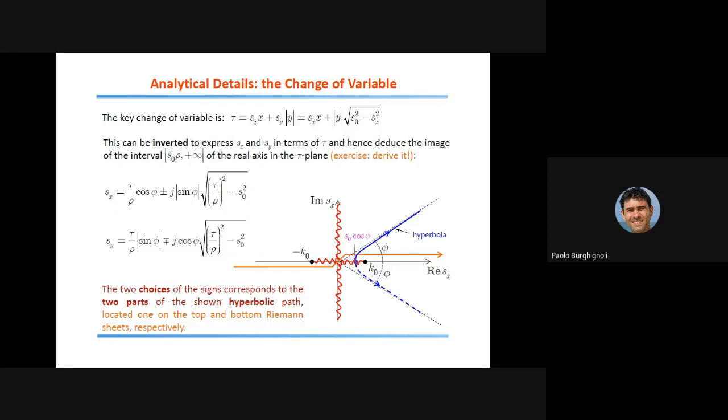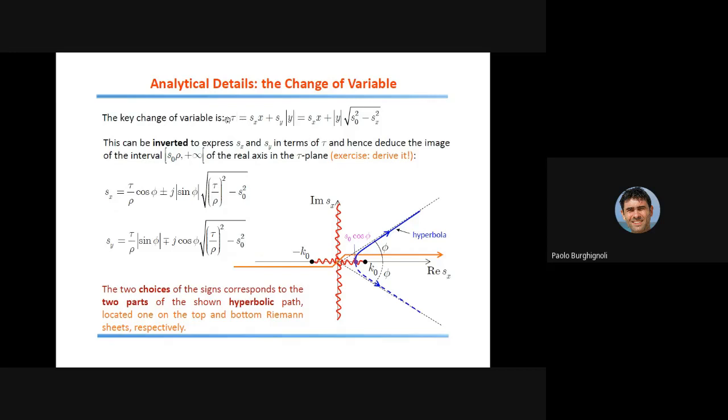And this is useful because then you can deduce the image of the interval of the real axis between the wavefront arrival time S0 rho and plus infinity in the tau plane, in the image of this interval in the Sx plane. So you can do an exercise by yourself.